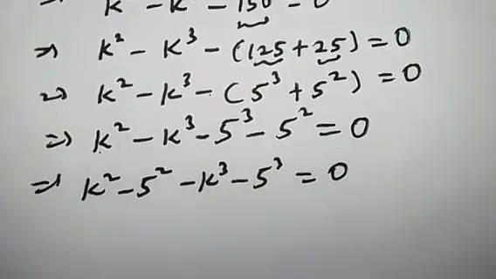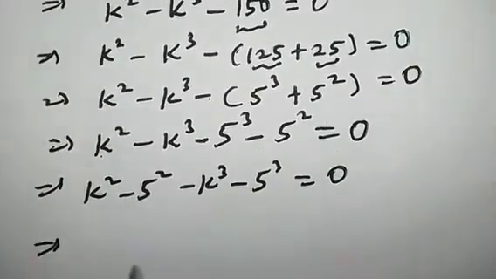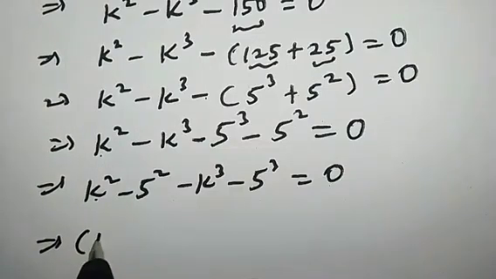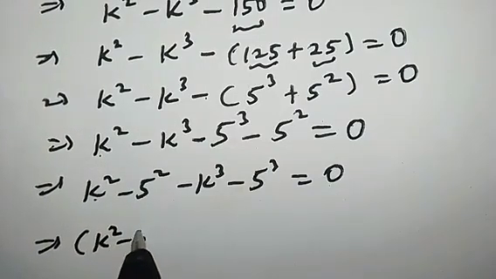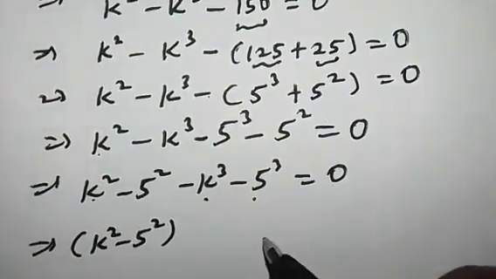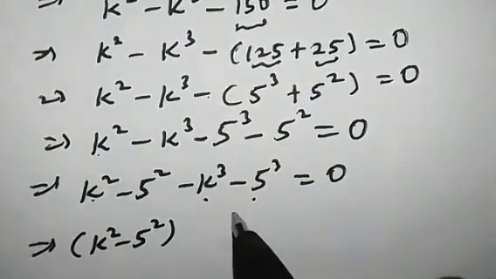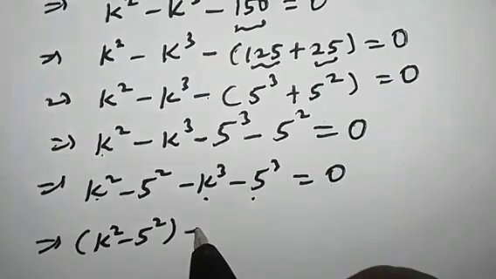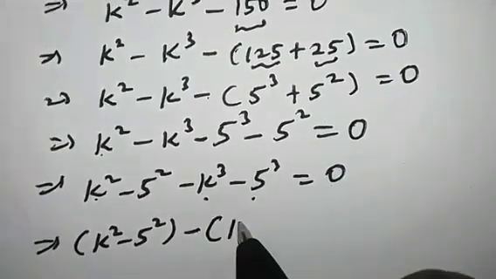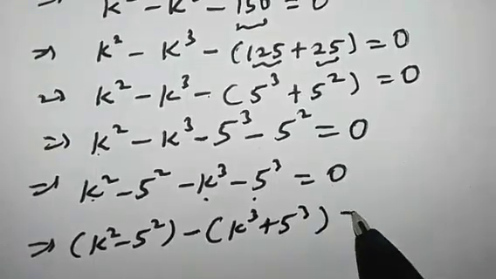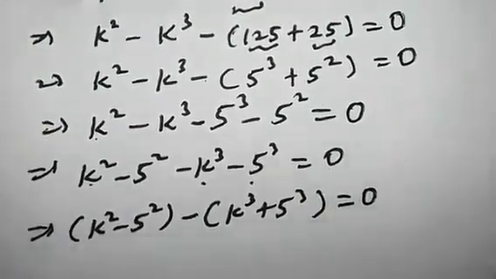Good. You will see that we can put these two guys in brackets. So we have k square minus 5 square. Also, from these two guys, it is very possible to factor out the negative sign. Doing that, we have minus into k to the power of 3 plus 5 to the power of 3 equal to 0. Let's continue.